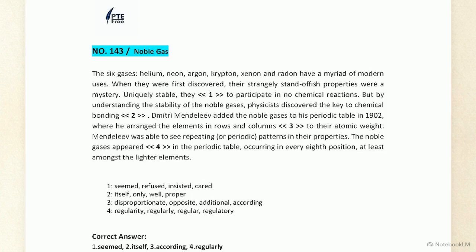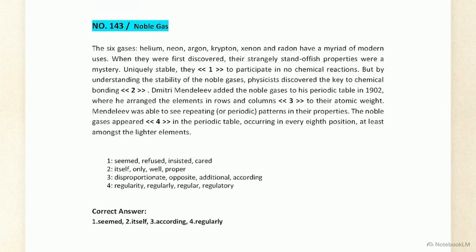Take a look at this PTE reading passage about noble gases. To find the correct fit for the first blank, we must identify the rules governing the sentence. It begins with the pronoun they, referencing the noble gases, inanimate chemical elements. Because a gas lacks consciousness, it cannot possess intent. We can therefore eliminate refused, insisted, and cared, which require sentient subjects. That leaves seemed, the only option describing a physical observation without implying it has a mind of its own.